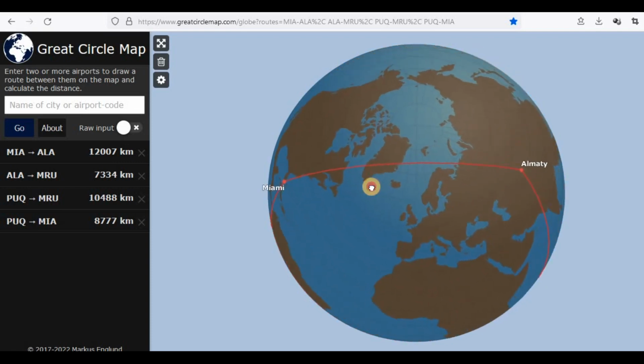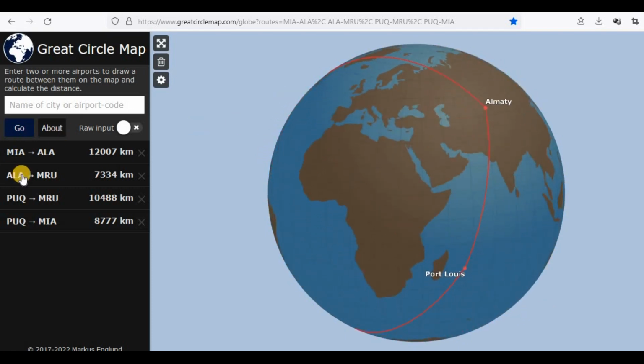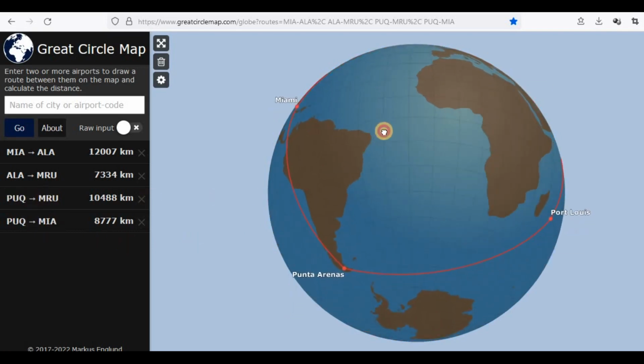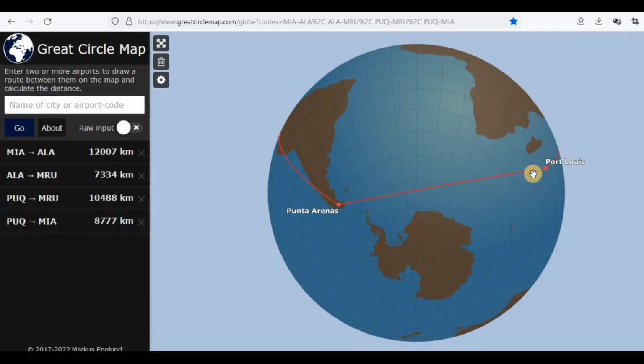And then from there, it was the second leg of his trip from Kazakhstan to Mauritius, which is an island on the east coast of Madagascar, actually. From Mauritius, he went to Chile, Punta Arenas in Chile. Now again, you can see nowhere near Antarctica.